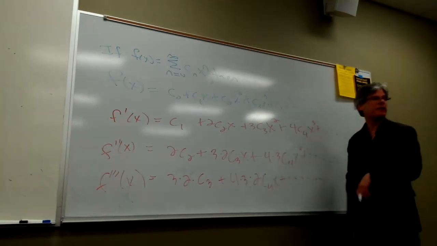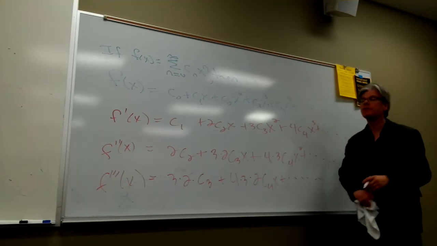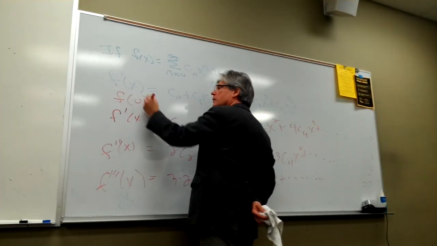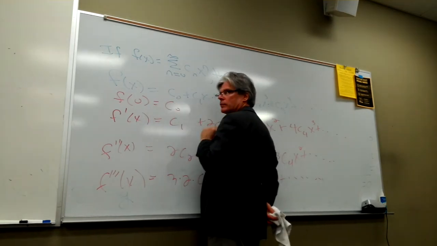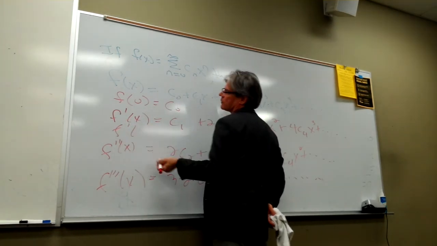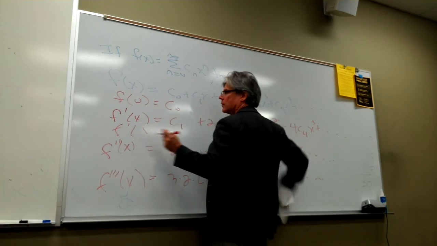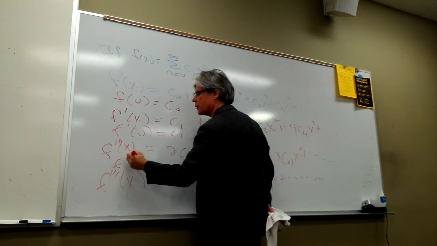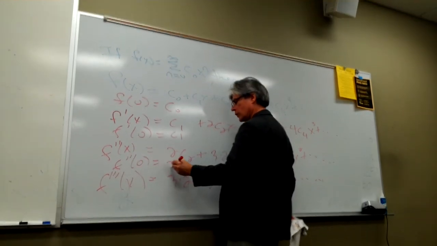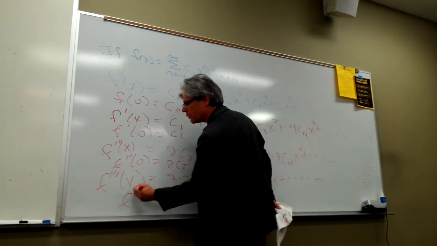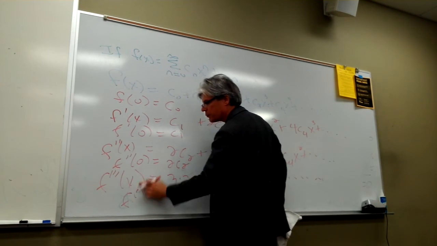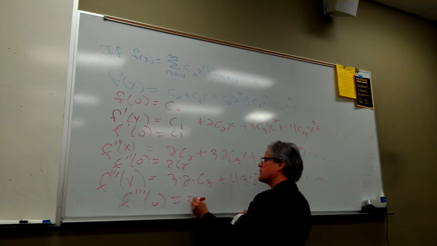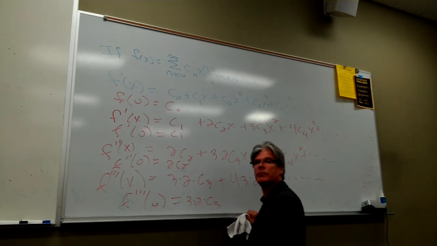You guys, I'm too tired. Can I stop? Let's take these individual functions and evaluate them at 0. I think I get this. I think f double prime of 0 is going to be 2c2. I mean the third derivative, my goodness: f triple prime of 0 is simply going to be 3 times 2 times c sub 3.